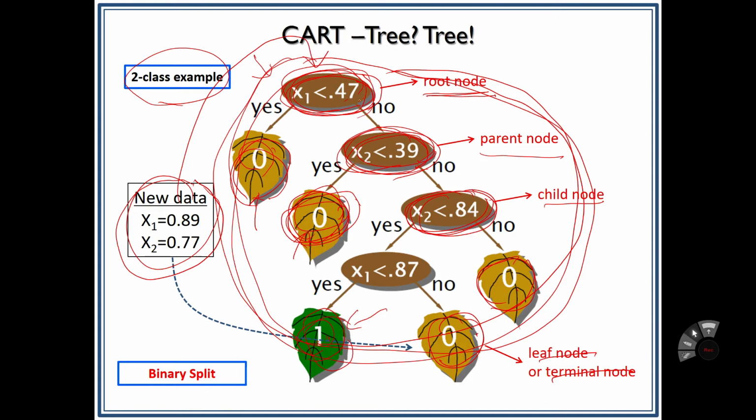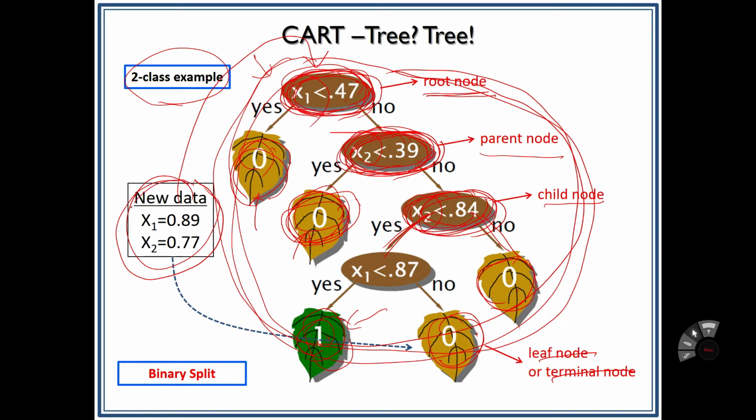I forgot to explain this. Every split of a node has a rule based on the independent variables.